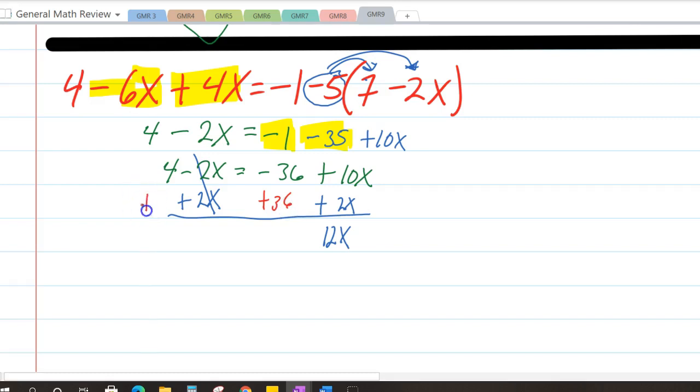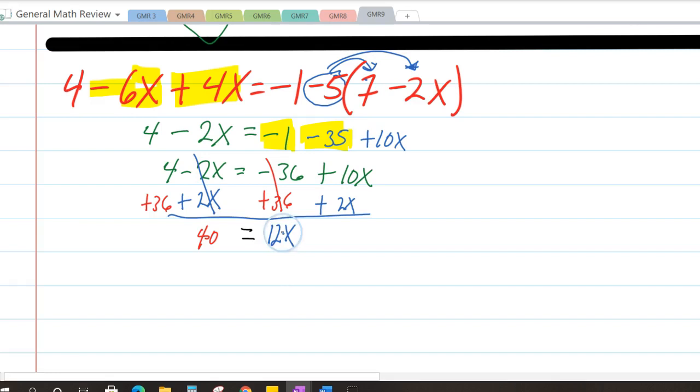Whatever I do to one side, I do to the other. Those cancel out, and that gives me a positive 40 on the left-hand side. And I'm bringing my equal sign straight down. My 12 is a little bit off to the side, so I'm going to move it closer. Now I have 12x is equal to 40.